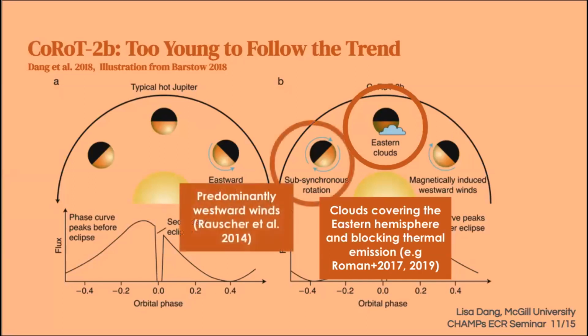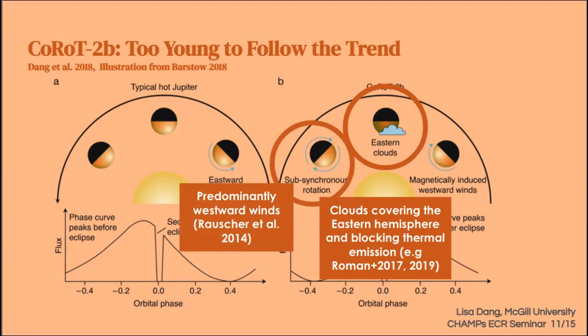And so the second scenario questions the synchronous rotation of Kuro 2b, which could be possible given the young age of the planet. And so GCM simulations from Rauscher et al. 2013 have shown that when you have hot Jupiters with a subsynchronous rotation, you could end up in a regime with predominantly westward equatorial winds.